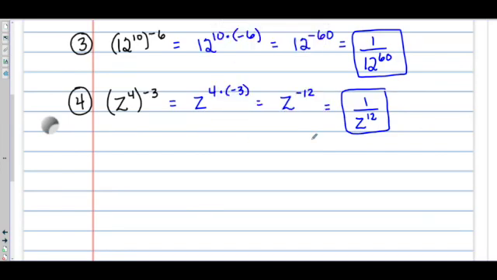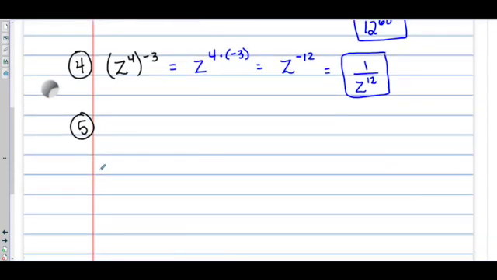Okay, number 5. 6 to the -2nd power to the -1st power. Okay, so we have power to a power. You multiply the powers. So your base is 6, and we have -2 times -1. So you end up with -2 times -1 is +2.